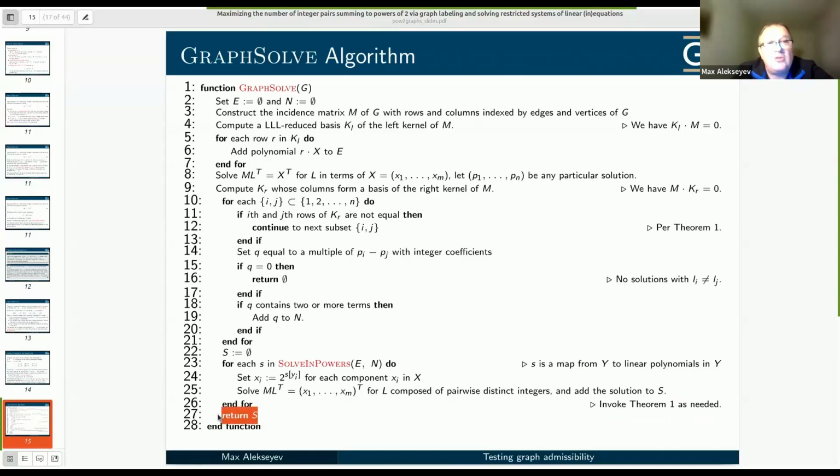So graph solve essentially returns us all solutions to the labeling problem of a graph if the graph is admissible, or it returns the empty set of solutions if the graph is inadmissible. In particular, here's a particular case where we return an empty set. Recall that if our Q polynomial happens to be 0, then the graph is inadmissible, and in this case we immediately return the empty set as a solution.